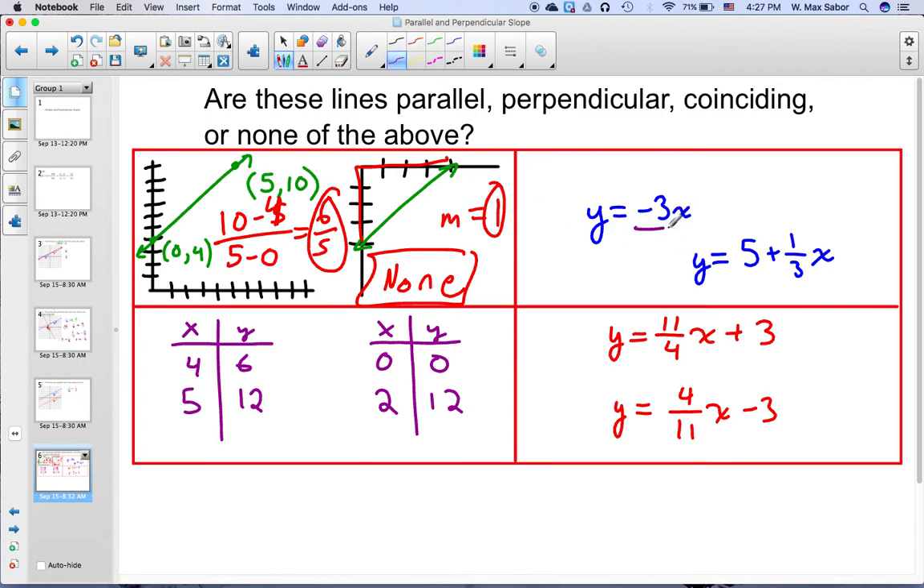For this, here our slope is negative 3. Here our slope is 1/3. Are those negative reciprocals? Yes. Negative 3 turns into positive 1 over 3. So these are perpendicular.